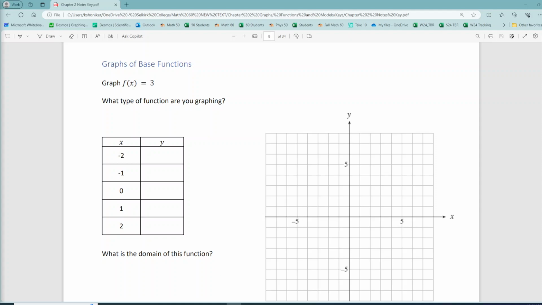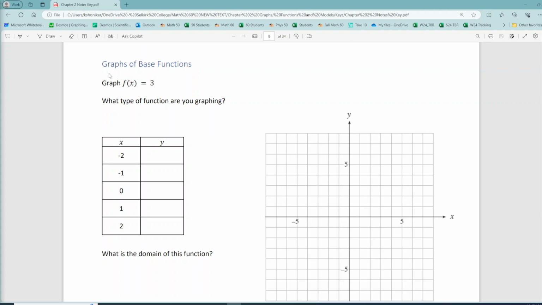The next thing we're going to look at in tutorial 2 is graphs of base functions. Now you won't find that there's a ton of questions in your assigned questions about this, but it's really important that you understand what identifies each type of function and what you expect that graph to look like, as well as how you would graph it and what would be the domain.